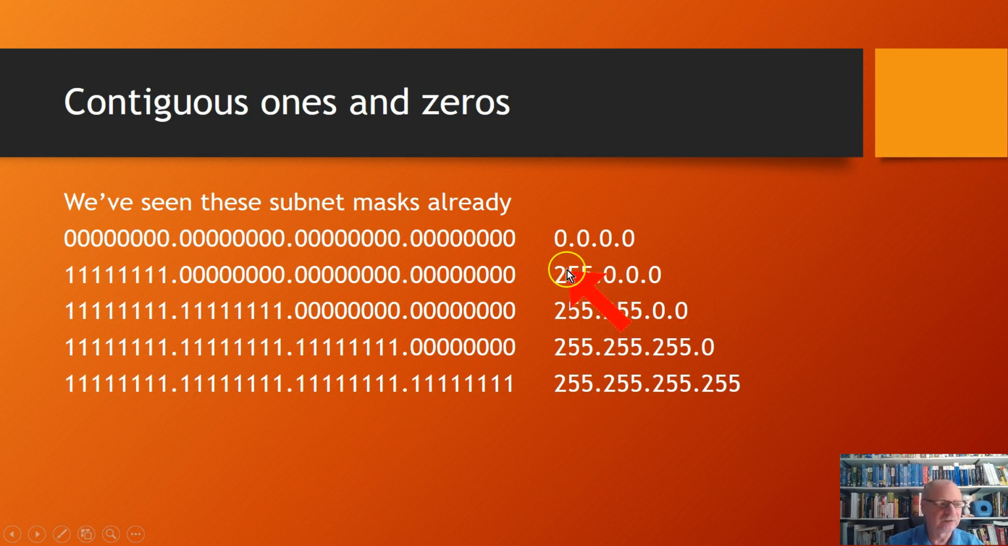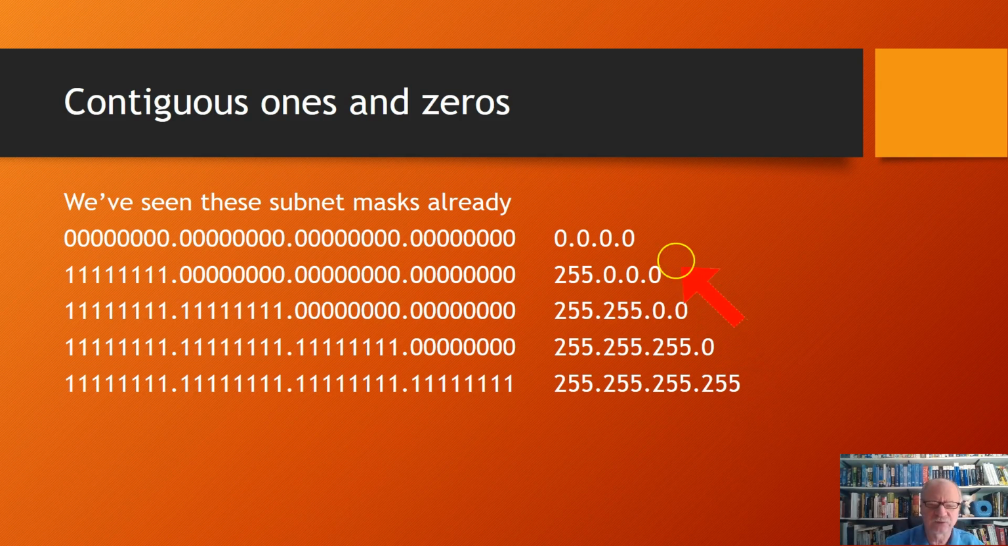For example, in Class A addresses, we've seen a subnet mask of 255.0.0.0, meaning that in the address itself, the first octet is network and the rest are all host addresses. Okay, so that's what we've seen. We've seen Class B addresses that look like this, 255.255.0.0. Class C addresses that look like this, 255.255.255.0.